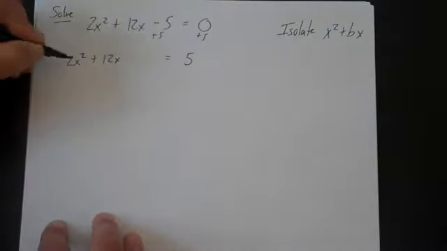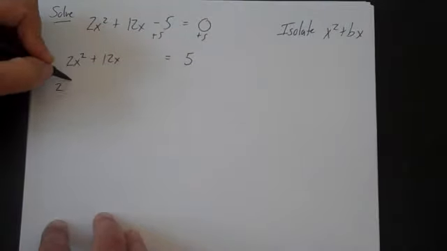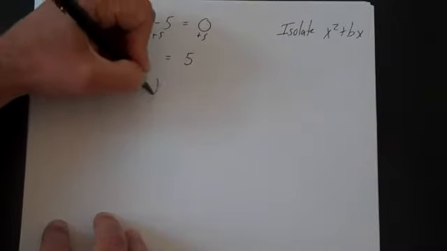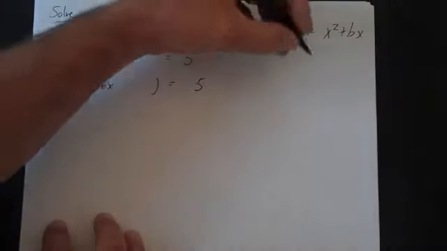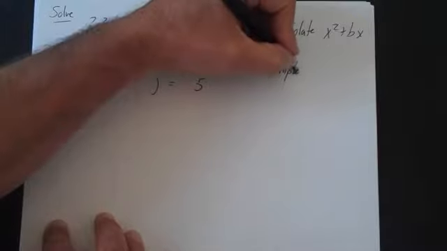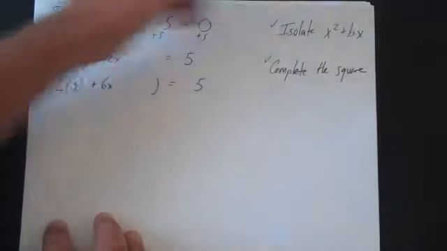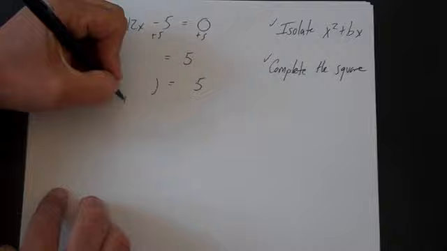Now I'm going to take a 2 out. You could divide everything by 2, but I'm just going to factor a 2 out here, and I get x squared plus 6x. I'm going to leave a space. Now the next thing I'm going to do is complete the square. So let's see. b is 6. Half of 6 is 3. 3 squared is 9. So I'm going to add 9 here.